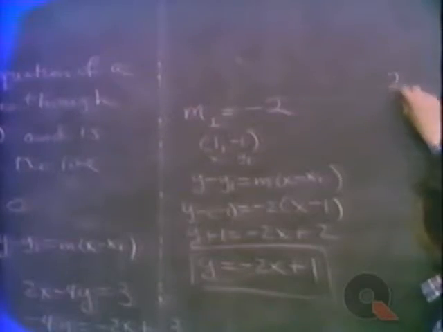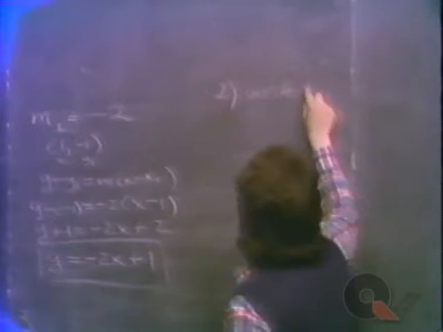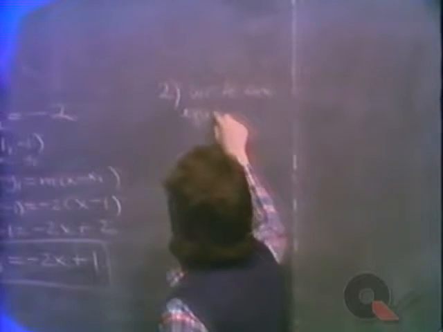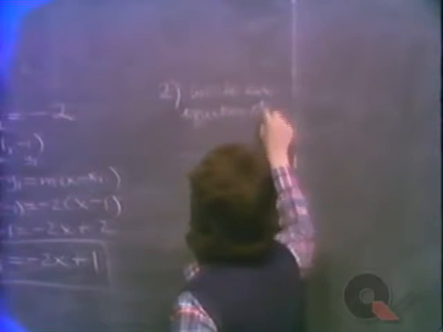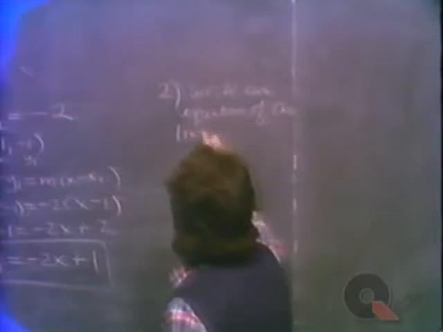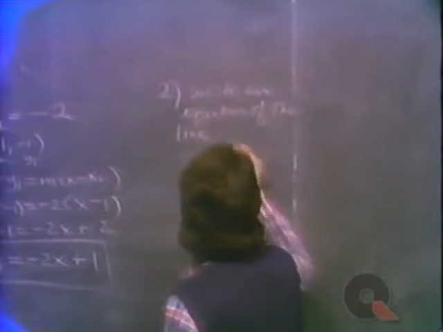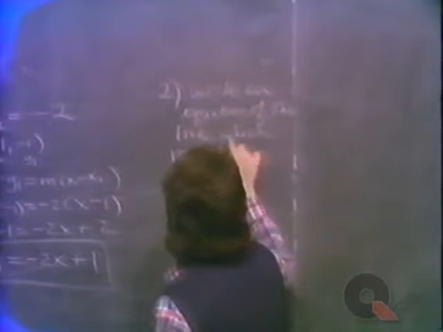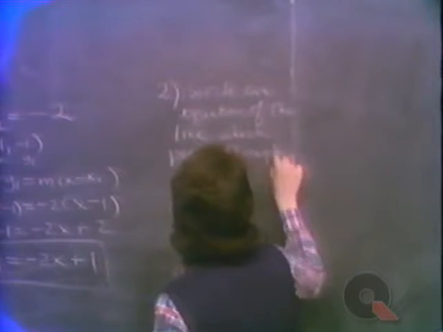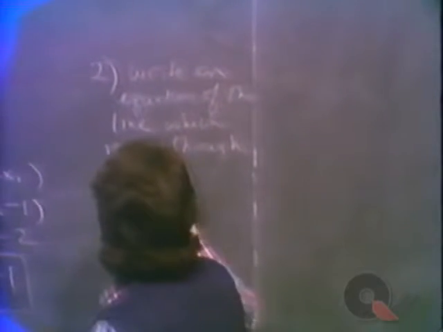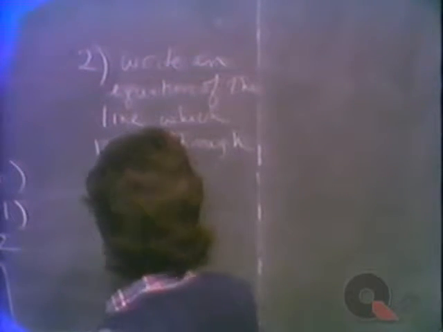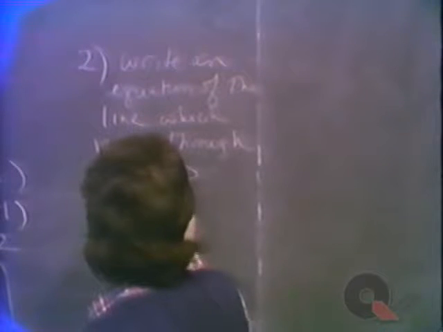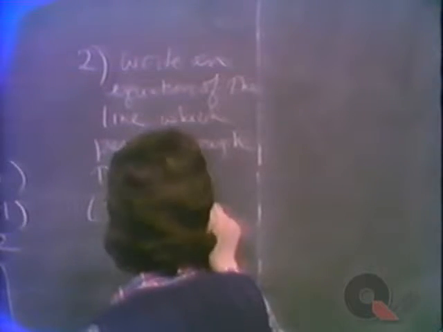Question number 2. Write an equation of the line which passes through the points (7, -4) and (7, 3).